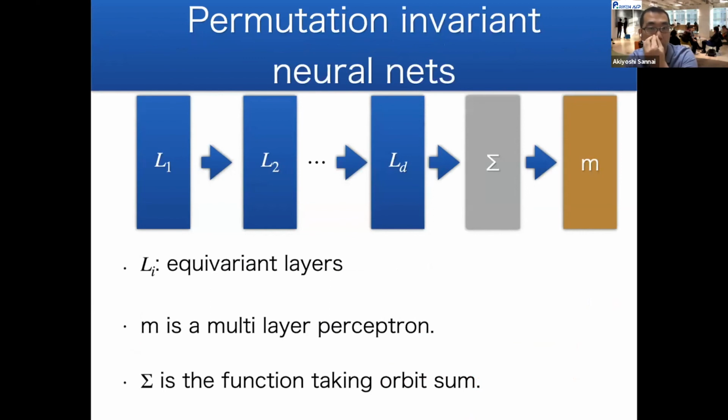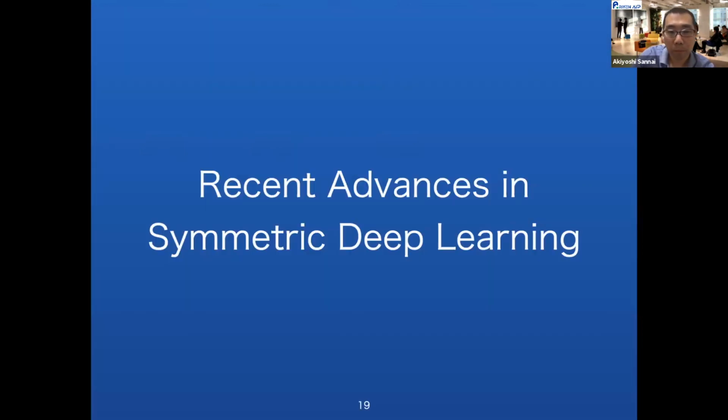So a permutation invariant neural net is defined like this. Each L is an equivariant layer, M is an MLP, and sigma is the orbit sum. Again, we can use a learning method in this situation. Okay, then I will talk about some theoretical results and experimental results.